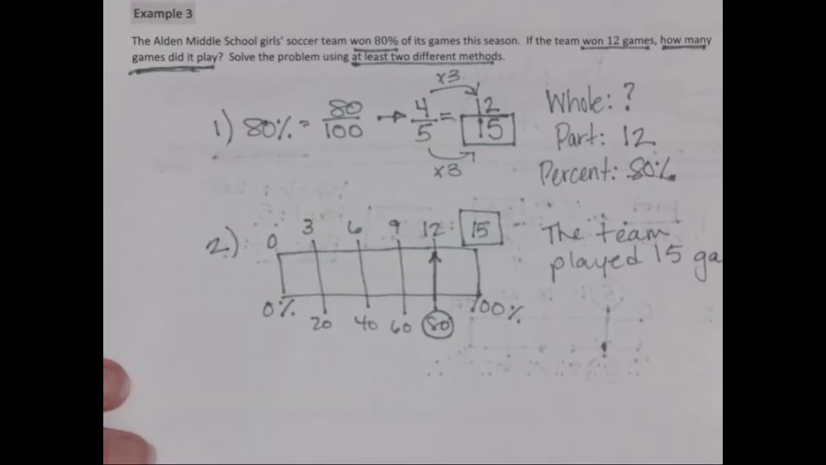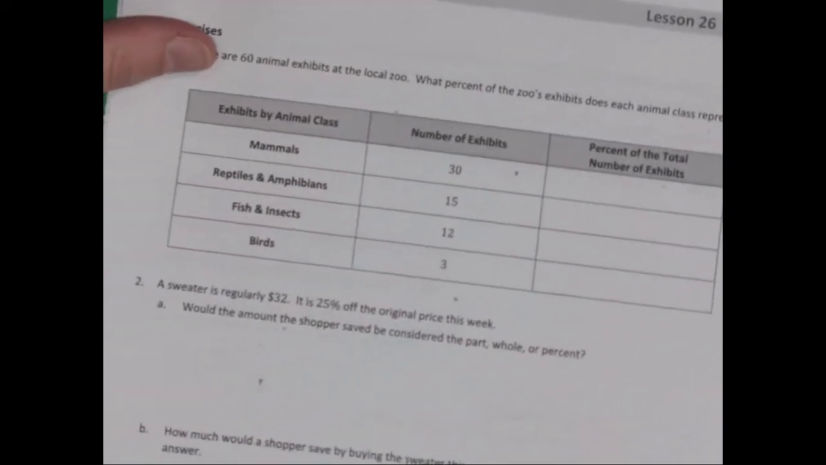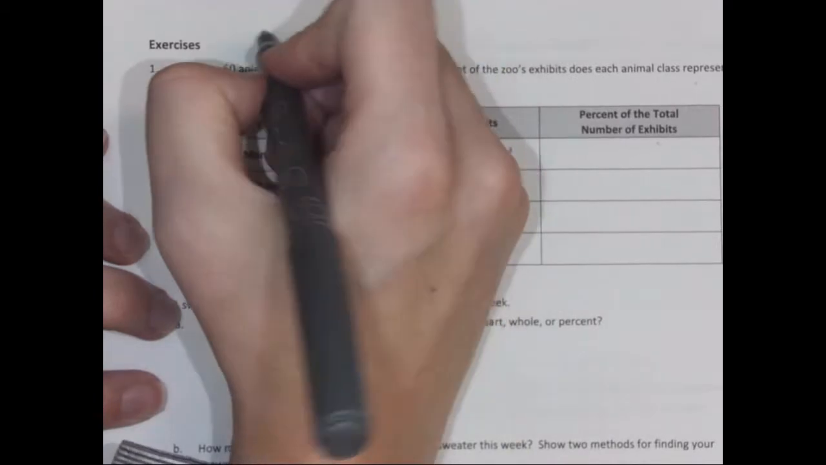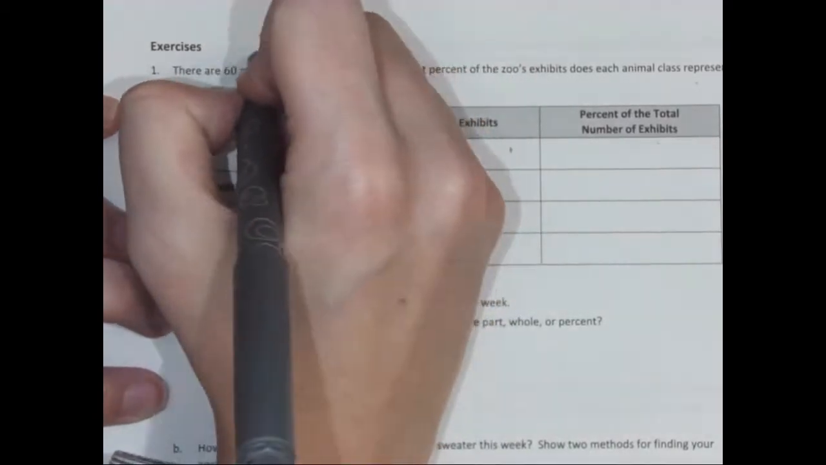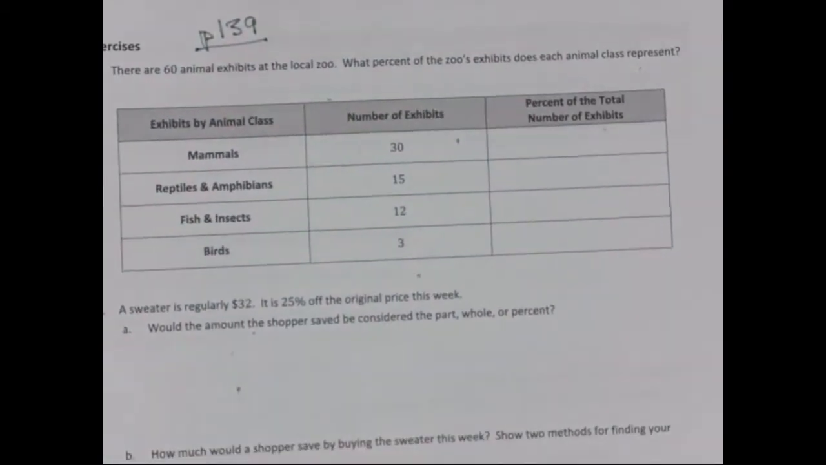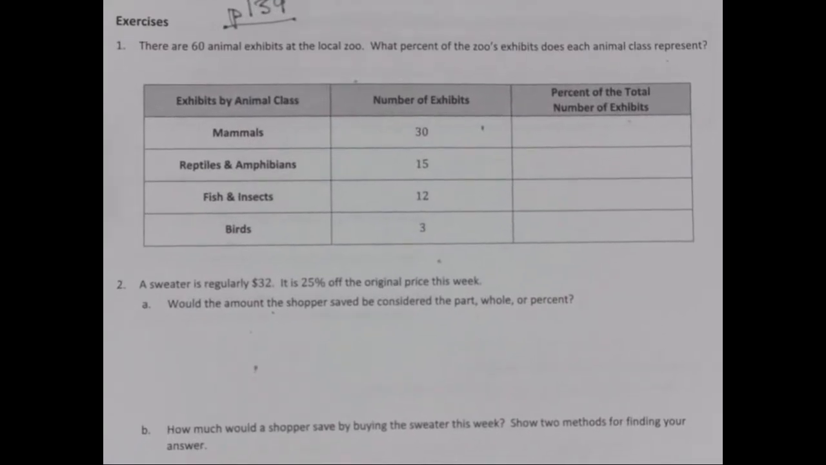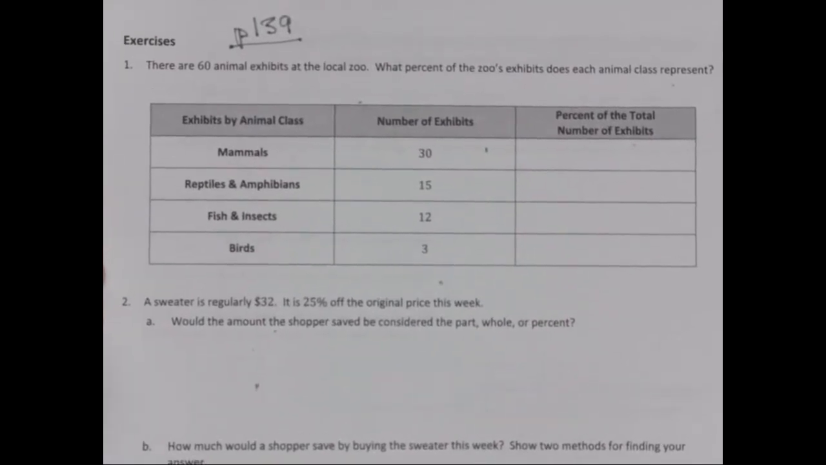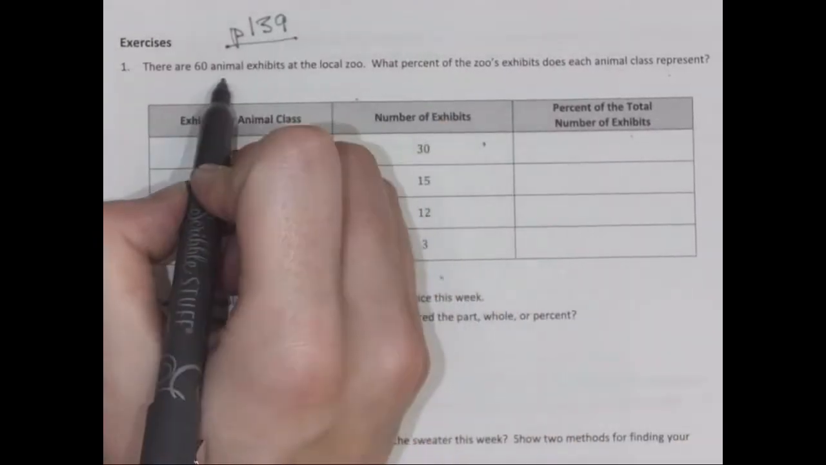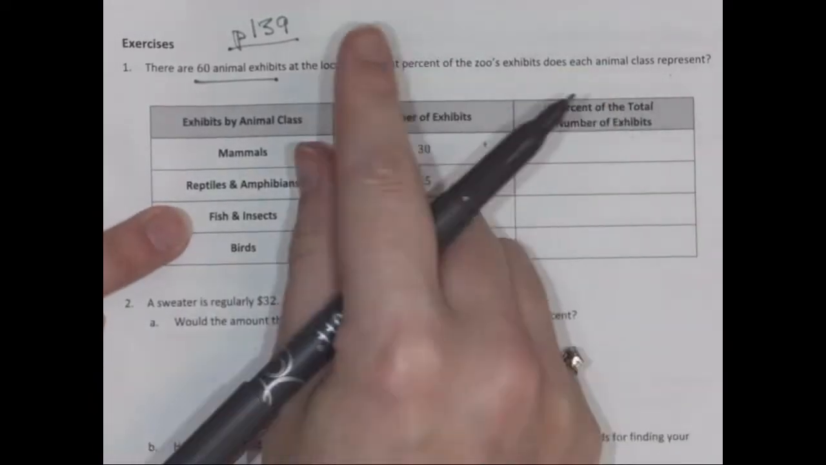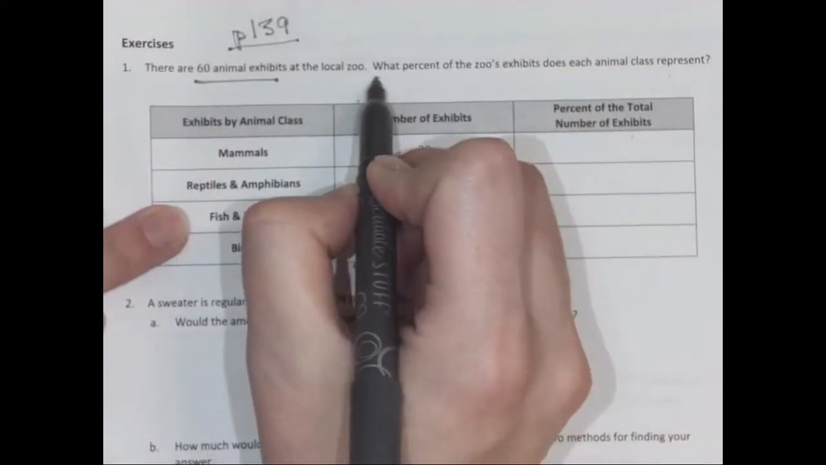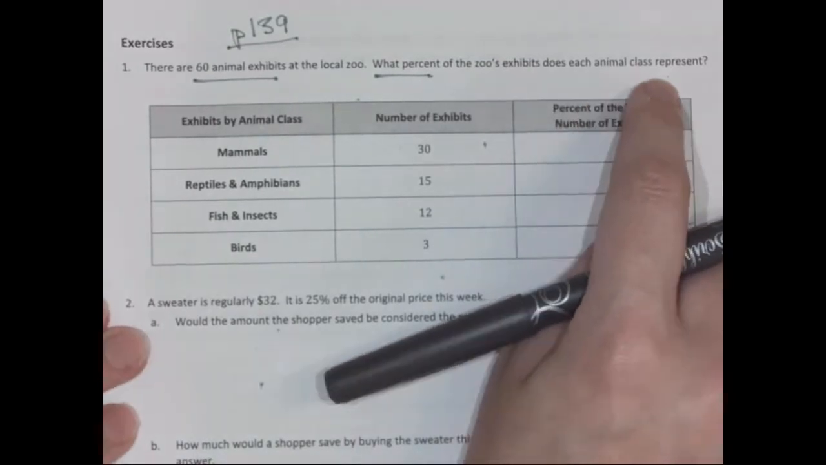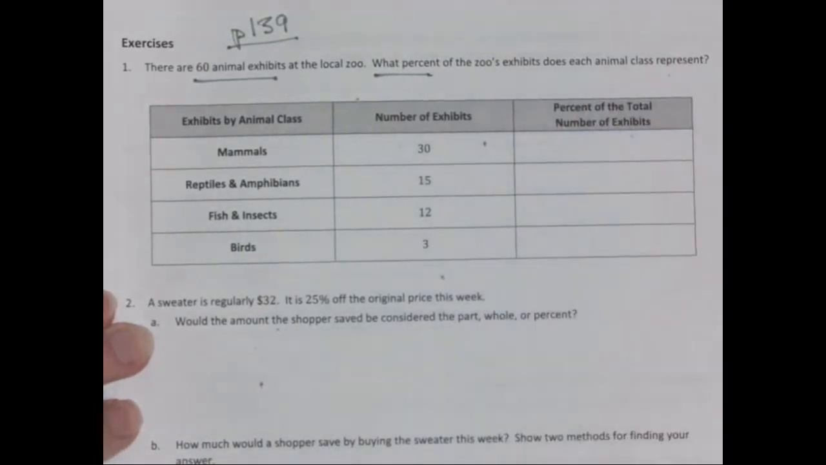Okay, let's look at exercise 1. Exercise 1 is on the next page, page 139. I'm going to do the first row with you. You're going to do the next 3 rows on your own. So there are 60 animal exhibits at the local zoo. What percent of the zoo's exhibits does each animal class represent?